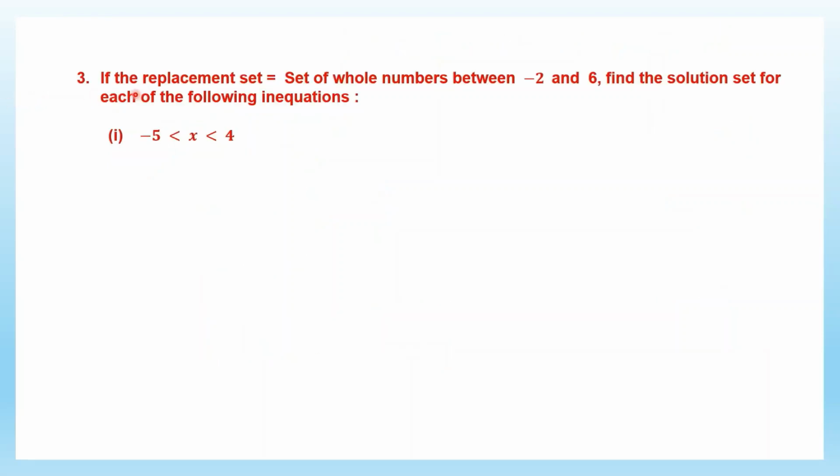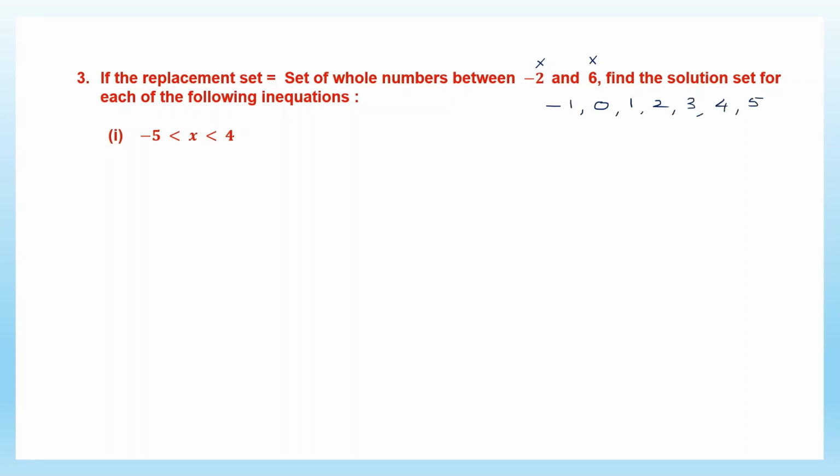Now question 3. If the replacement set is the set of whole numbers between minus 2 and 6, find the solution set. So first we need to write the replacement set. Let's be very careful when we read the question, because it says it's a set of whole numbers between minus 2 and 6. So first let's write all the numbers between minus 2 and 6. We will not write minus 2, we will not write 6. We're only going to write all the numbers between minus 2 and 6. So that will be minus 1, 0, 1, 2, 3, 4 and 5.